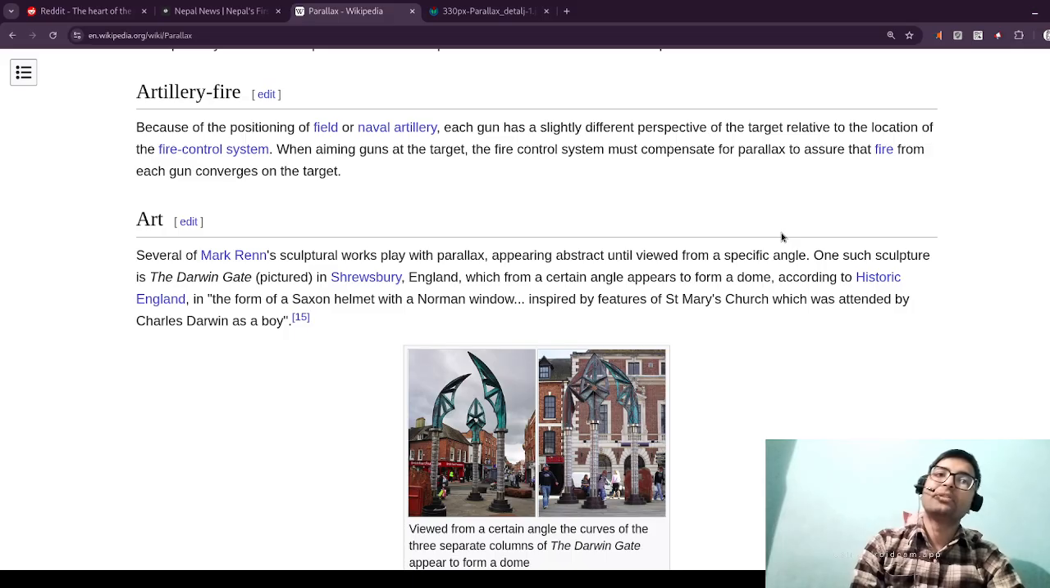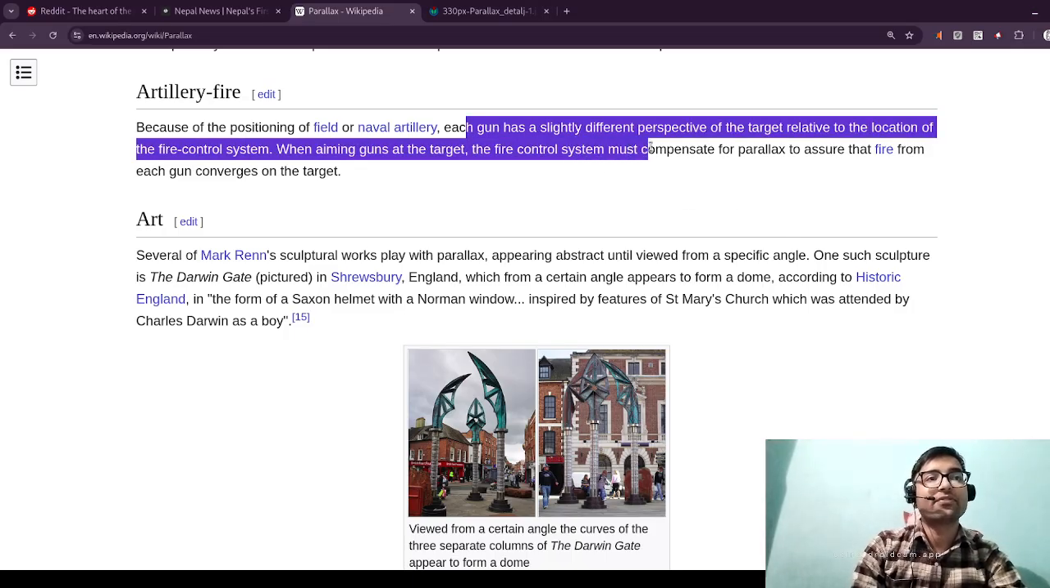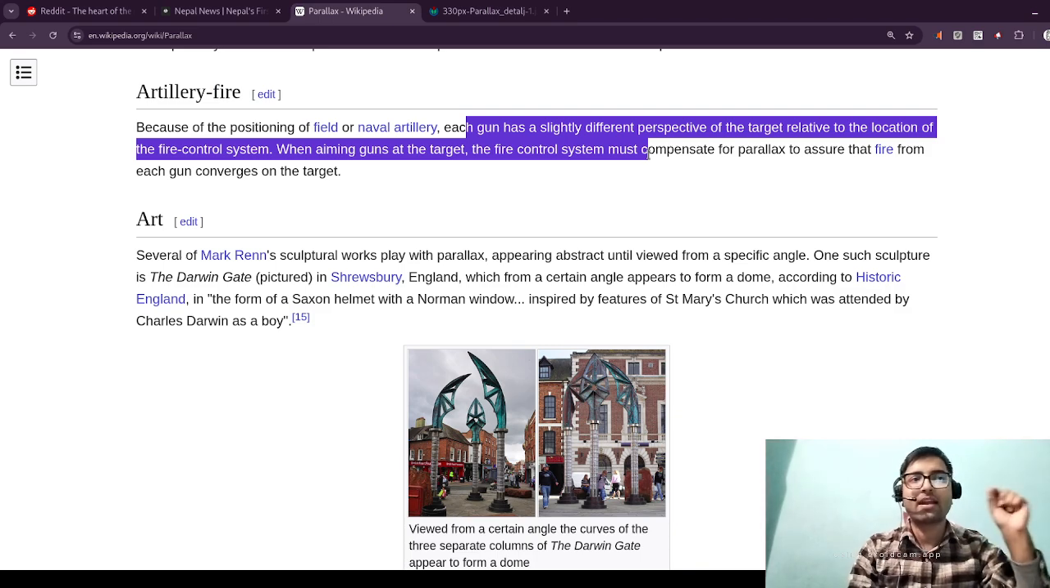Some reflector sights with optical systems that compensate for off-axis spherical aberration are marked as parallax free. Artillery fire: because of the position of field and naval artillery, each gun has a slightly different perspective of the target relative to the location of the fire control system. When aiming the guns at the target, the fire control system must compensate for the parallax to ensure the fire from each gun converges on the target.